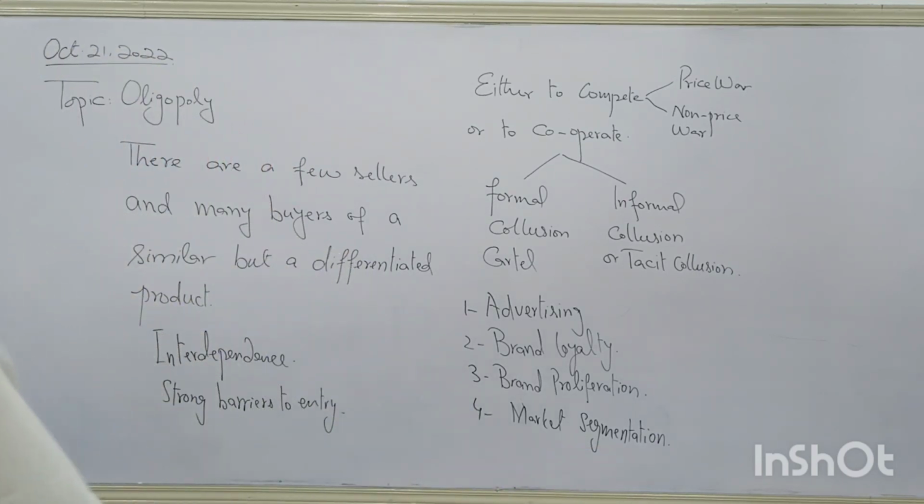Right. Okay, we will do the rest of the things in our next class. So right now I have given you some introduction about oligopoly, and if a firm is operating under this market structure, what type of characteristics it will be showing to us.